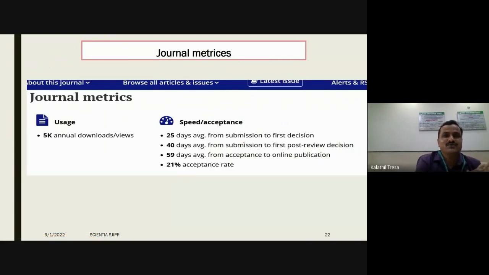Now, how is the journal metrics given? See here, this is the information related to the Taylor and Francis journals, that is, what is the acceptance rate of that journal and in how many days they give decisions. I have not given the name of that journal here, but when we submit our research paper to that journal, within 25 days they are supposed to give the first decision about our paper, whether it is accepted, rejected or any revision is required. Then 40 days are required from submission to the first post-review decision. Then 59 days are required from acceptance of our research paper to online publication, and see the acceptance rate: the acceptance rate is only 21%. We have to consider the journal metrics.